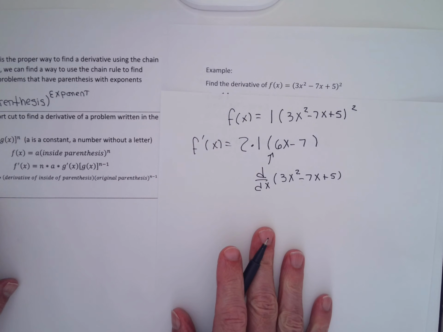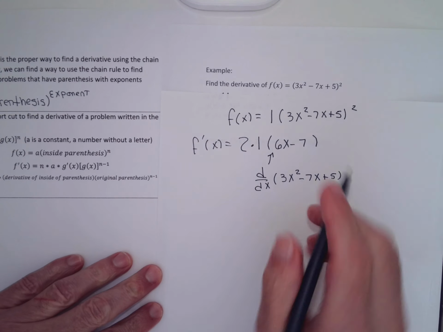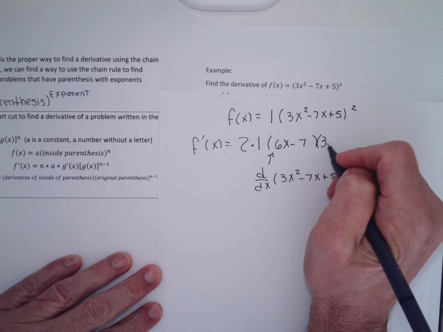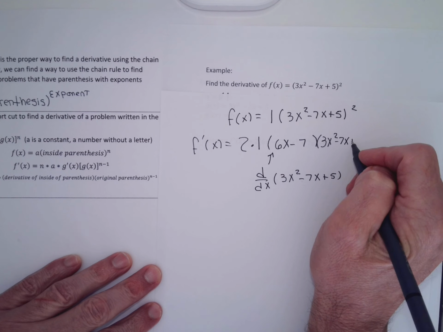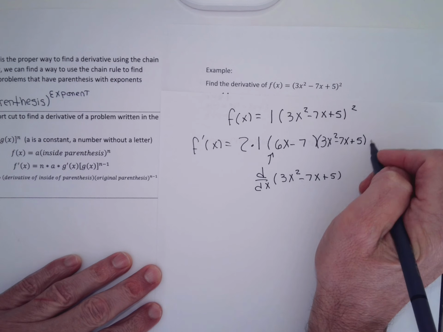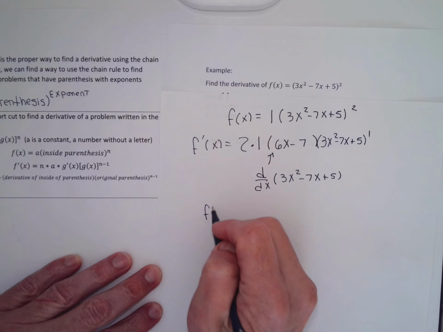The exponent times the coefficient times the derivative of the inside of the parentheses times the original parentheses with the exponent lowered by 1. The original parentheses with the exponent lowered by 1 is going to be 3x squared minus 7x plus 5 to the first power. Let me just clean this up and call this the derivative.